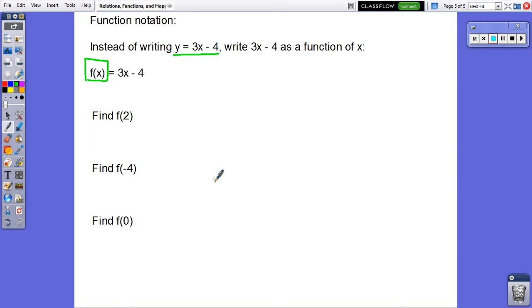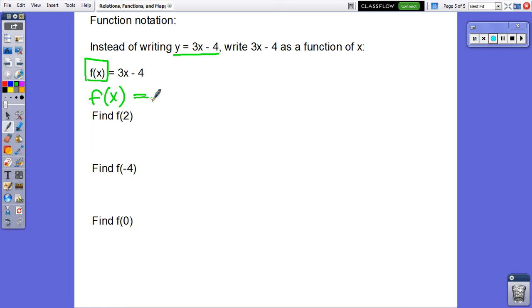Now, it's important to remember that this is not variables. The x is a variable, but the f is not a variable. This is not f times x, as you might have variables being multiplied by each other. This f stands for function. So when we write the f, that says we have a function here, and that function is going to use the variable that we put in parentheses. So when we write f parentheses x, that's saying we have a function after the equal sign, and that function uses the variable x. That's what that thing says.